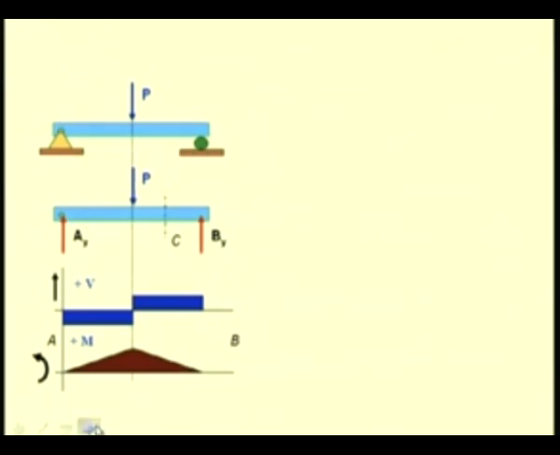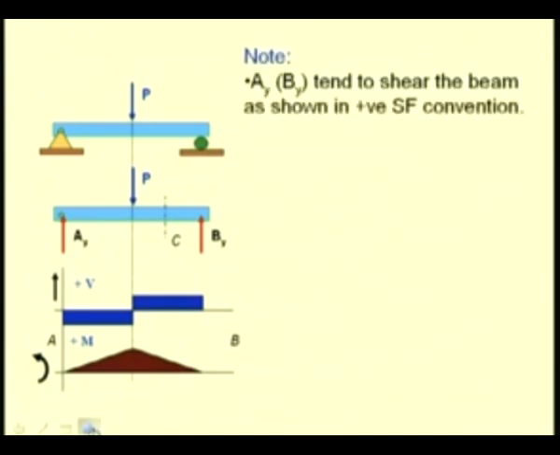Let us note certain behaviors of these diagrams. The shear force that has been depicted is the shear force in the positive convention. We have seen in the last lecture the positive conventions of shear force and bending moment, the way these forces tend to shear or bend the beam.